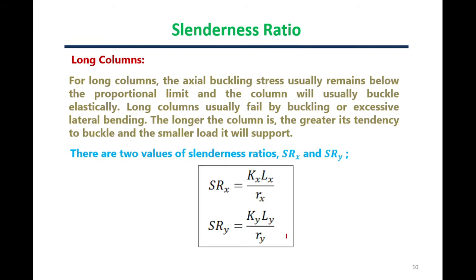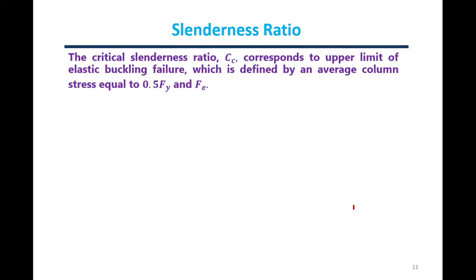So these are the formulas. We have here the slenderness ratio, along the x, along the y. So we have to use this one. Pwede natin gamitin, depende kung anong gagamitin natin. Okay, so we have the critical ratio or the Cc. The critical slenderness ratio corresponds to the upper limit of the elastic buckling failure, which is defined by an average column stress equal to 0.5 Fy and Fe. So the critical slenderness ratio is the square root of 2 pi squared E over Fy.